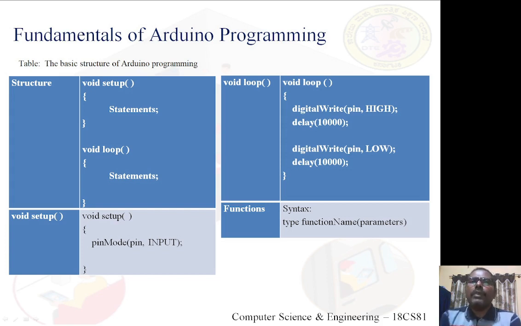Now in general, apart from setup and loop, we can have our own functions. The function prototype is something like you can see on the slide. First is the type, that is the return type, followed by the name of the function, with parameters in brackets. The same prototype will follow in C language too.